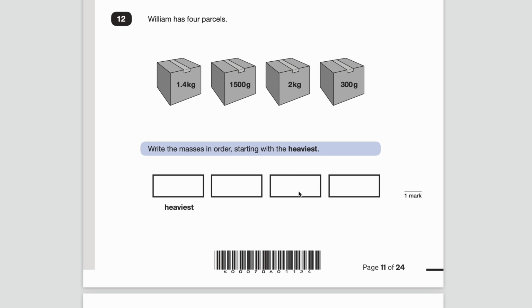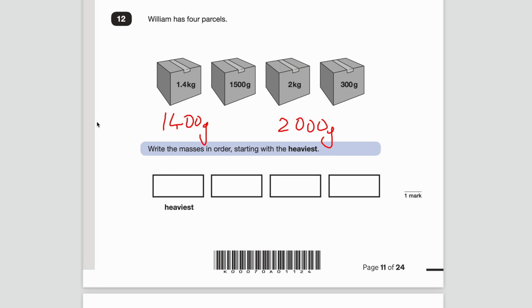William has 4 parcels. Write the masses in order, starting with the heaviest. So all we need to do is make sure we're singing off the same hymn sheet, in that we've got everything in the same, either grams or kilograms, because it's trying to catch you out. Some are in kilograms, some are in grams. So the easiest way to do that, in my opinion, is to turn everything into grams. So 1.4 kilograms, you should know, is 1,400 grams. That's already in grams, that's easy. 2 kilograms is 2,000 grams. And 300 grams, again, is also in grams already.